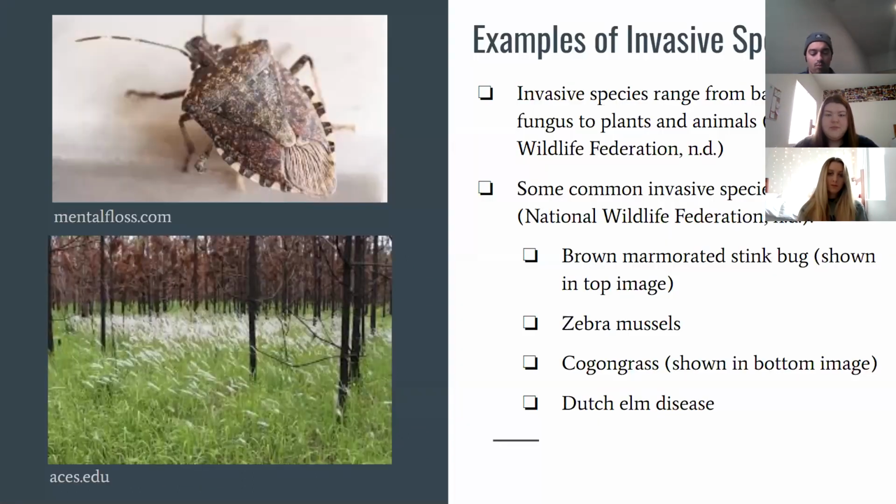that environment. So just to name a few examples of some invasive species, they range from bacteria and fungus to plants and animals. So we have the brown marmorated stink bug, zebra mussels, Kogon grass, and Dutch elm disease. So that's just a few to name for examples.